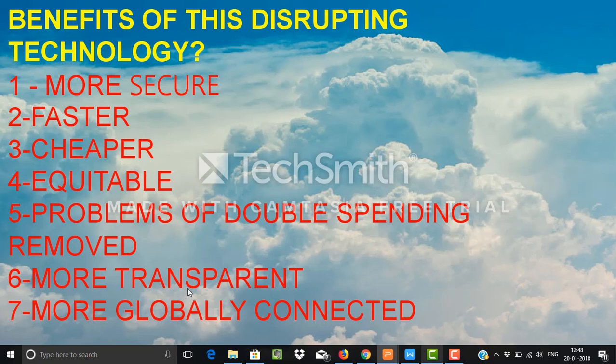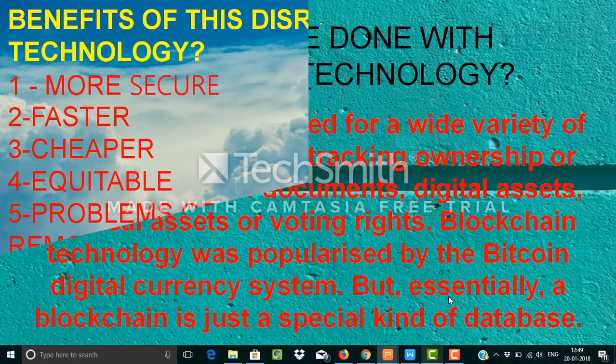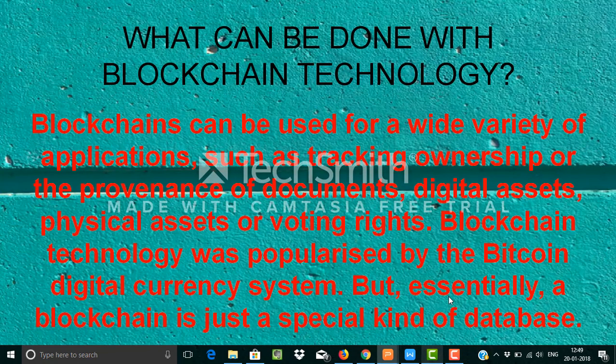Sixth, it is more transparent, because multiple registers are maintained and everyone knows what is going on. And seventh, it is more globally connected. Obviously, information networking systems worldwide will be connected more globally with this blockchain technology. So what can be done with blockchain technology? It can be used for a variety of applications such as tracking ownership or provenance of documents, digital assets, fiscal assets, or voting rights. Even for voting rights, it can be used.